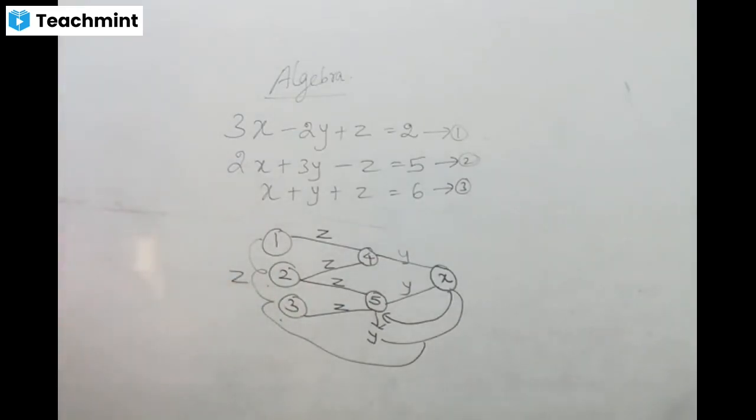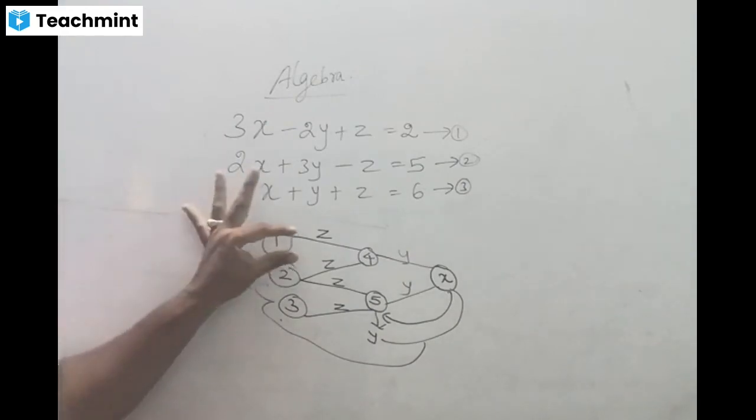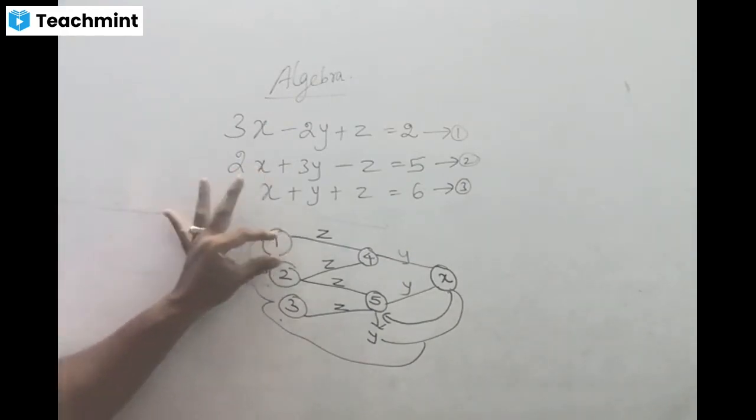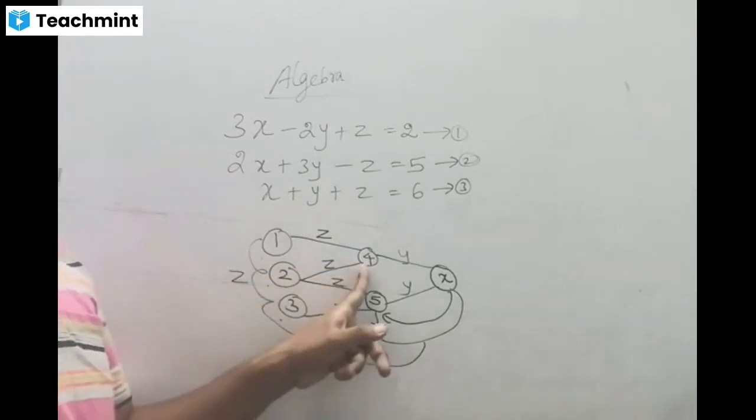And you can get the value of z. This is the procedure of solving these three equations. Initially, we should take equations 1 and 2 and eliminate the variable z in both equations. Then we can get a new equation that contains only the variables x and y.